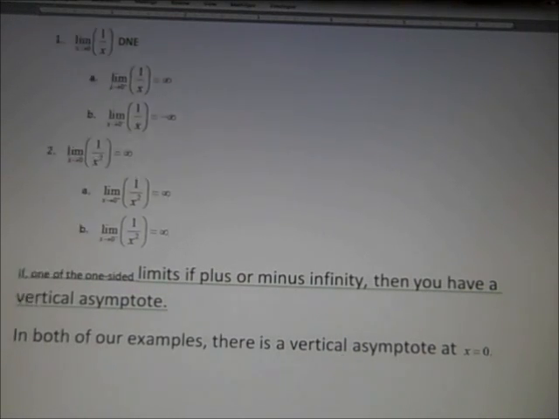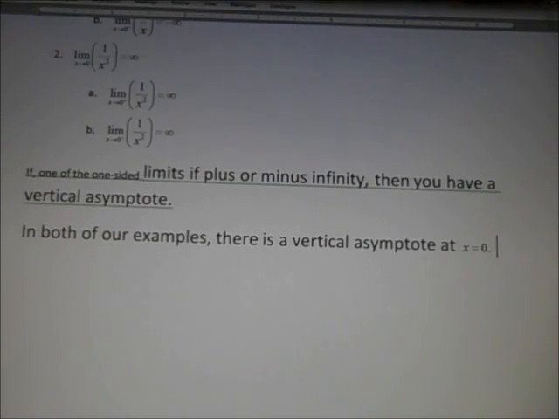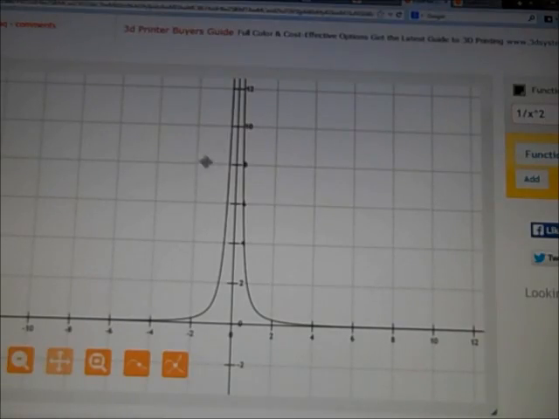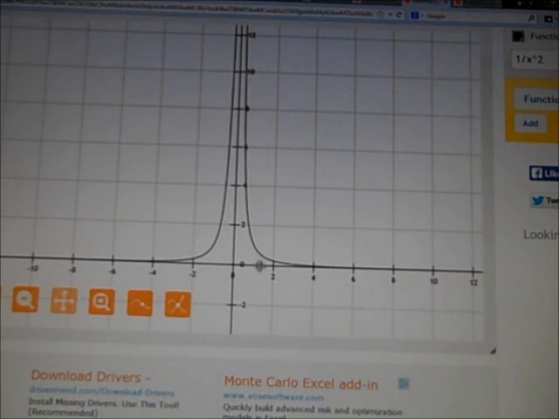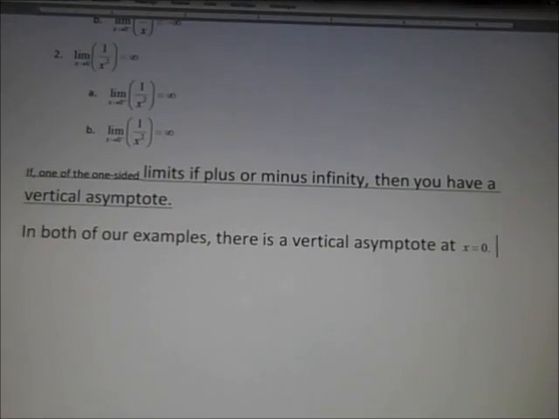So when we were doing asymptotes before, we would say they're always of the form x equals something. And the question was, how do you find them? Well, this is the technical way to find them. If one of your sided limits is equal to plus or minus infinity, that gives you a vertical asymptote. So anytime you have a graph where one of the limits is infinity or negative infinity, whatever that x value is gives you a vertical asymptote. So this is the technical way to do that.